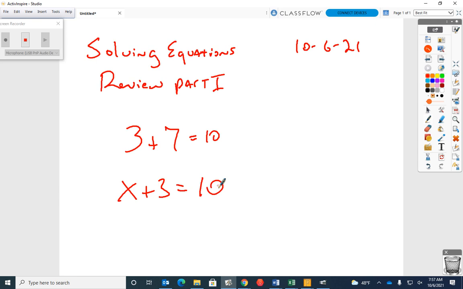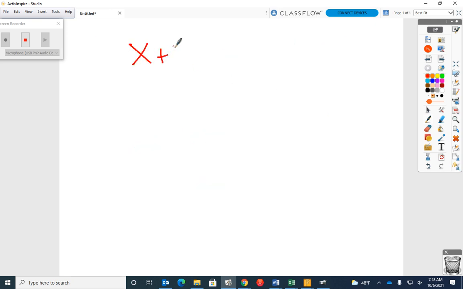What is that? That's an equation. Okay. You don't evaluate an equation. You don't simplify an equation. With an equation, you solve it. In other words, you're going to figure out what x is. Does that make sense? Okay. So let's just take this equation right here: x plus 3 equals 10.